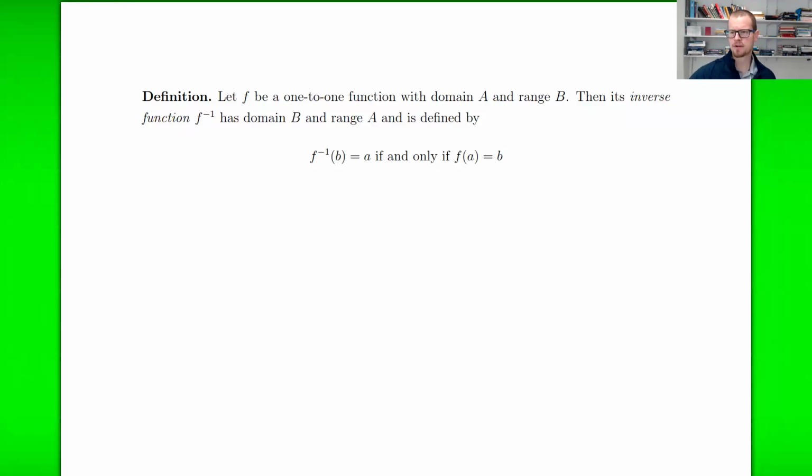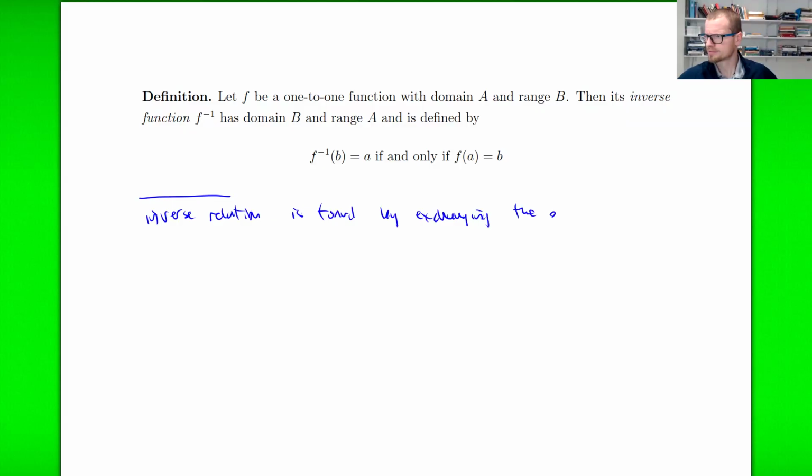So let's consider, we'll return to this definition in just a moment, but let's look at the inverse relation. So what is an inverse relation? Well, an inverse relation is found by exchanging the order of the ordered pairs, right? A relation is a collection of ordered pairs. Its inverse is simply found by exchanging the first and second entry of those ordered pairs.